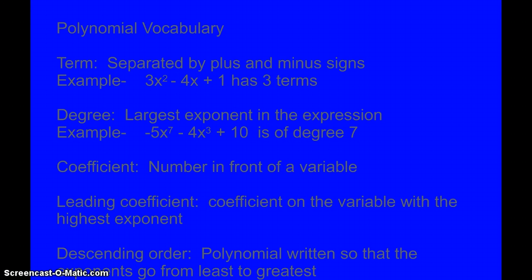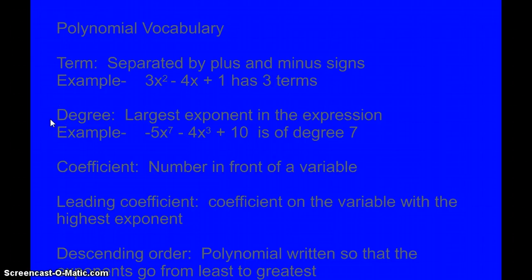Things you need to know in this unit that we'll be using a lot are words like term. A term in a polynomial refers to the values separated by plus and minus signs. The example here, 3x squared minus 4x plus 1, has three terms. 3x squared is a term, negative 4x is a term, and 1 is a term. And you notice I associate that minus with the 4x, and that term value is actually a negative 4x.